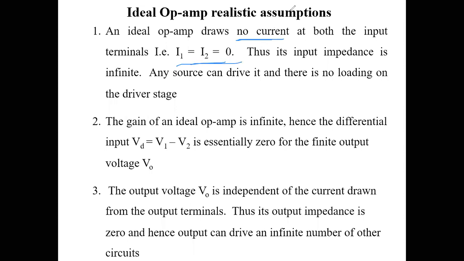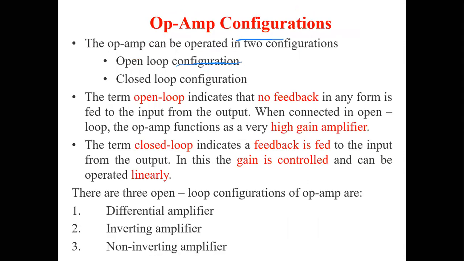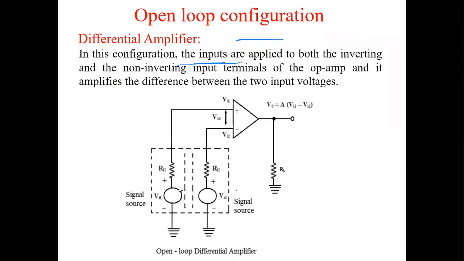For example, take the differential amplifier. The current due to V1 is I1, and the current due to V2 is I2. That means that the op amp does not allow any current to pass through it. So it is stopping the flow of current into the op amp. That is, I1 is equal to 0 at the input side and I2 is equal to 0 at the input side. So it doesn't draw any current.